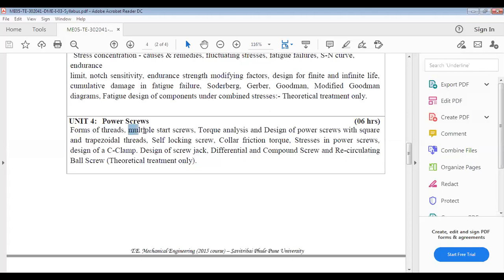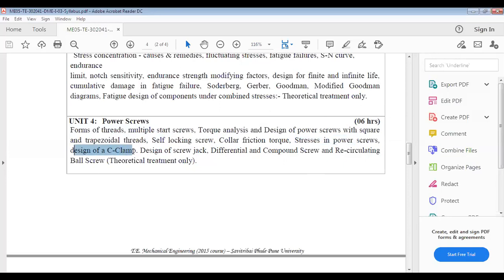Forms of the threads we covered, multiple starts we know, torque analysis and design of power screws with square and trapezoidal threads. Both of these we have seen, the design, raising and lowering the load. We have found out the torque required, collar friction torque and total torque. We have seen the self-locking screw, why it is required, how it works. We have seen collar friction torque. We have seen stresses in power screws, like shear stress, compound stress, principal stress. Okay, we have seen that.